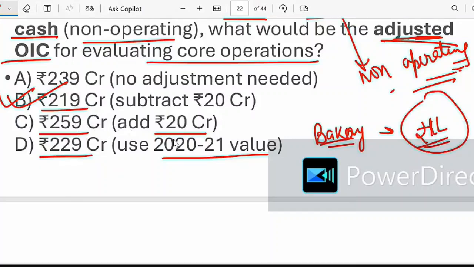Is it clear, right? I think it is clear now why we have to subtract, because this cash is just sitting idle. It is not helping the company in its operation. So it is not operating. That's why we have subtracted it.